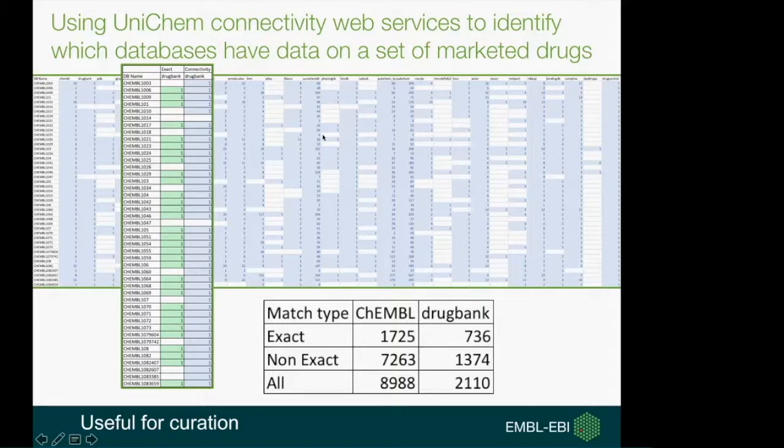And you can obviously do this across any pair of databases, and that's where the whole source mapping that John was talking about potentially could be quite useful sets for people to download if you don't want to run the web services yourself.